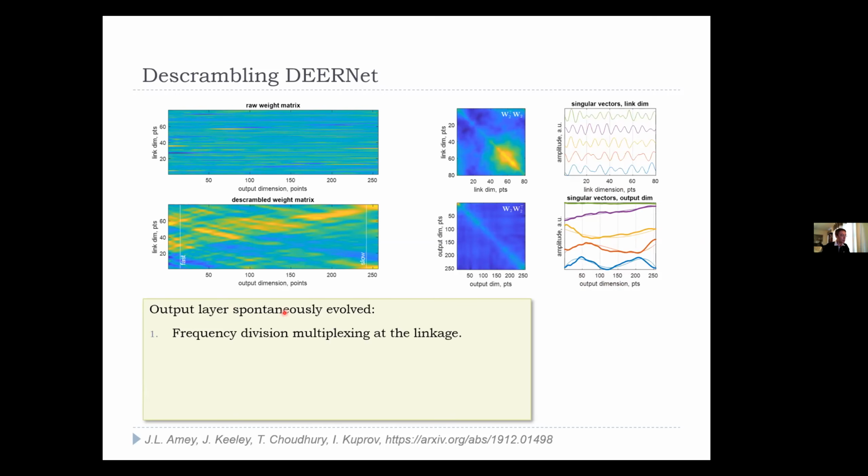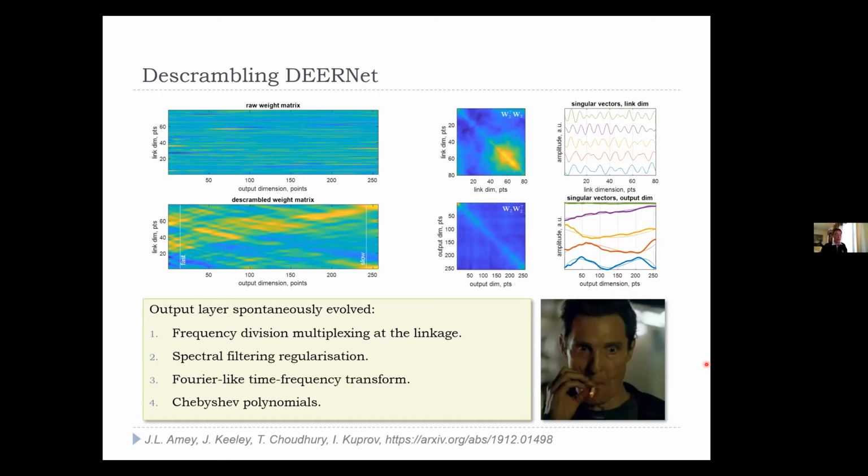Anyway, so the output layer has spontaneously evolved, right? This is 10 hours of unattended training from a random initial guess. Frequency division multiplexing adds layer linkage. Spectral filtering regularization, because look, these oscillations are slow. It actually multiplies the fast Chebyshev polynomials, mostly by zeros. So that's the Jack Fried style spectral filtering regularization, and a Fourier-like time-frequency transform that translates that into that, and it invented Chebyshev polynomials.